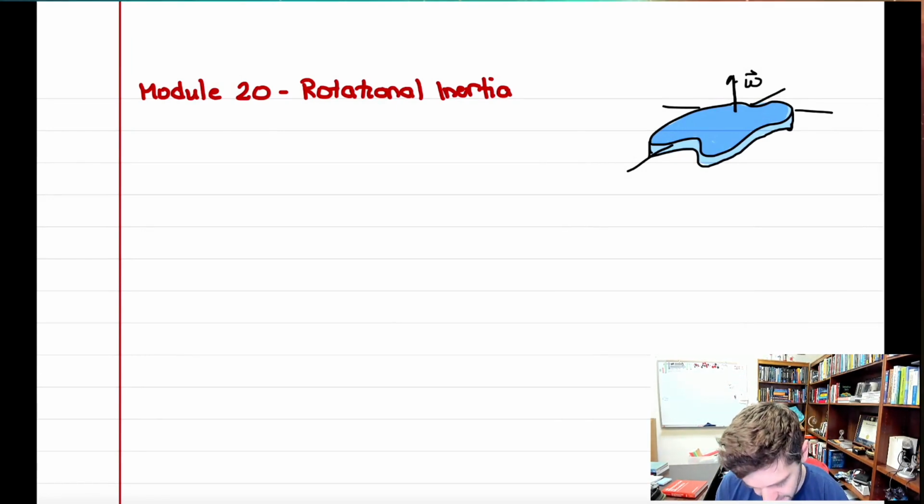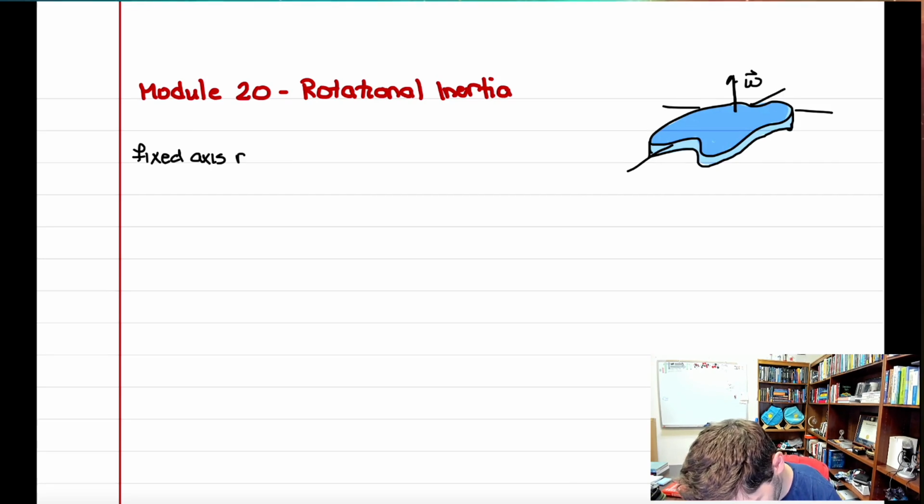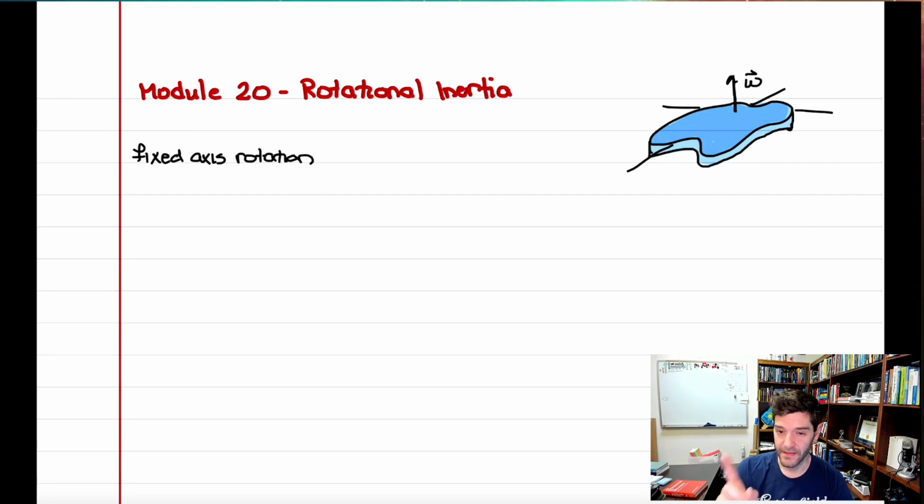We are sticking again with fixed axis rotation, meaning that the rotation axis, while it might be allowed to move, and if we do allow it to move, we'll probably put it at the center of mass of the system. Or more likely than not, we're going to try to keep it perfectly stationary, and it's always going to be pointing in the same direction.